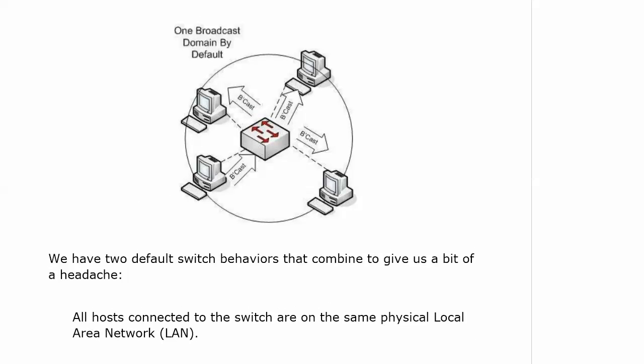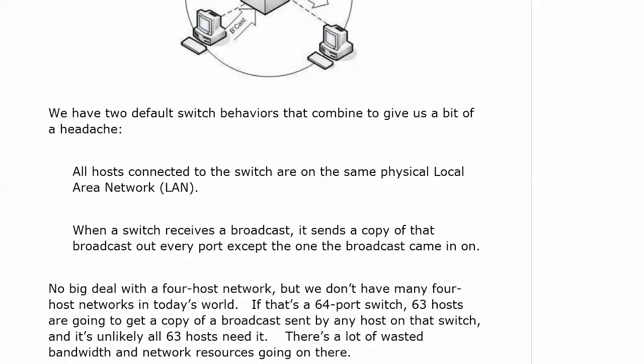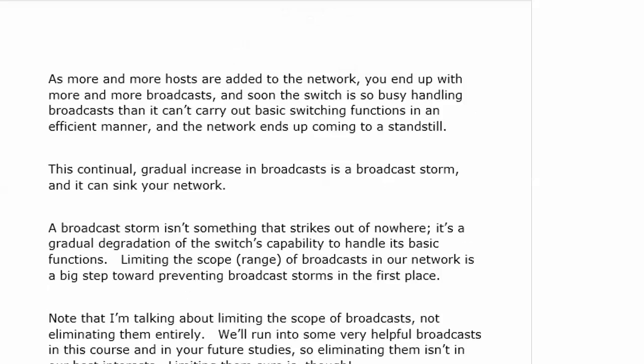Now, as we mentioned earlier, with a 4-host network, that's not too much of a problem. The real difficulty is we don't have many 4-host networks today. If that's a 64-port switch, certainly in the realm of possibility, 63 hosts are going to get a copy of the broadcast sent by any host on that switch, and it's very unlikely that all 63 hosts need that. So there's a lot of waste going on there.